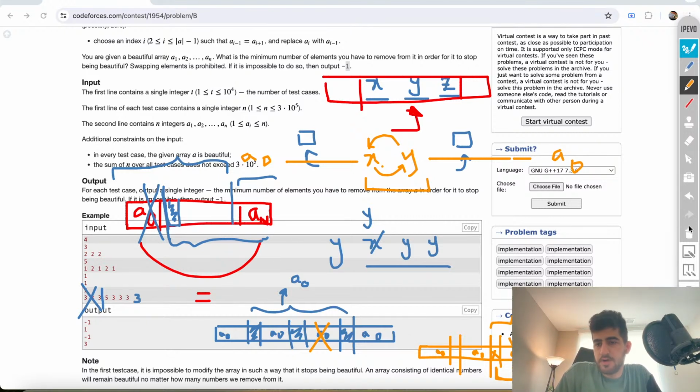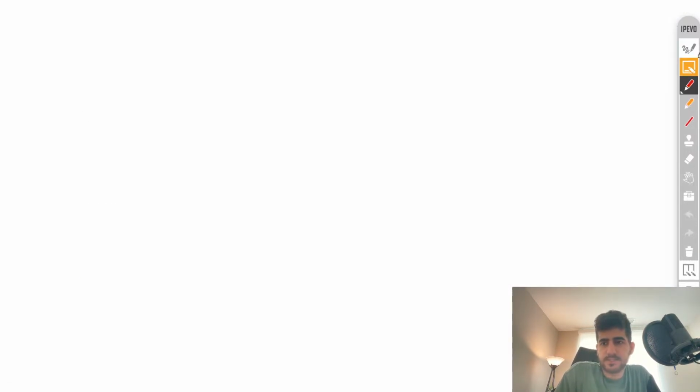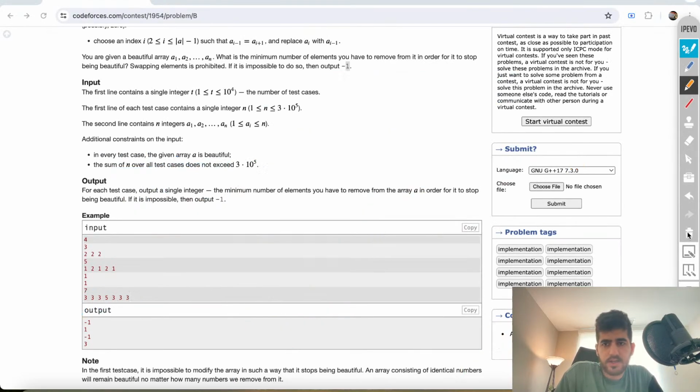For example, if we run this on the test cases, let me go back here. In here we have 2, 2, 2, all of them are the same, so we can do nothing. In here, a0 is equal to 1. We have several occurrences of a0. The minimum size of a block is 1 as well. We have 3 blocks of size 1, so the minimum is 1. The answer is going to be 1.